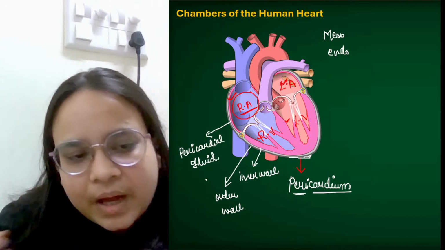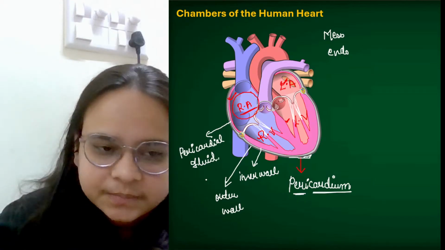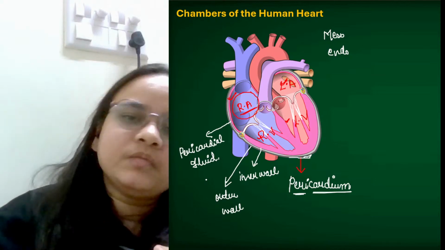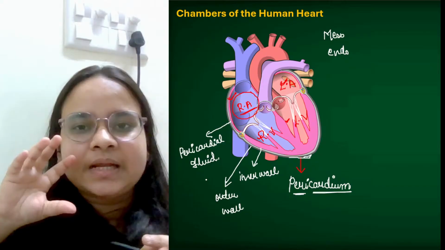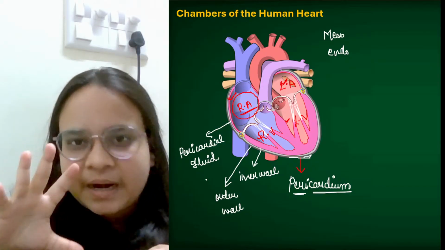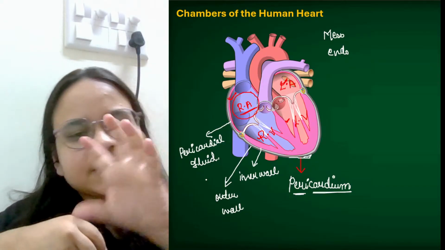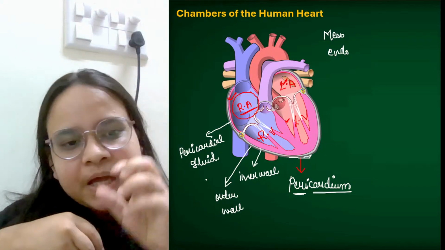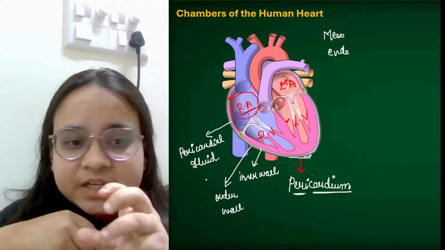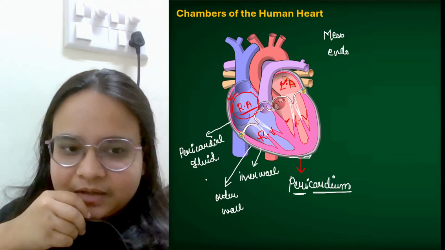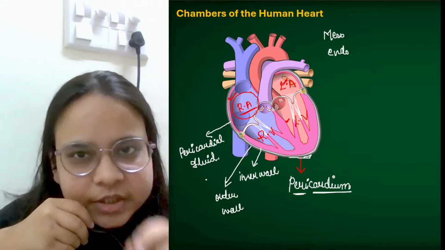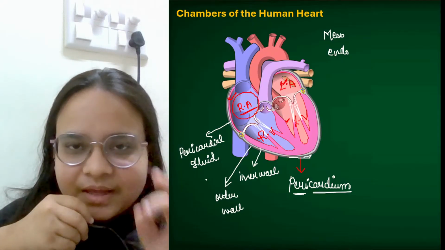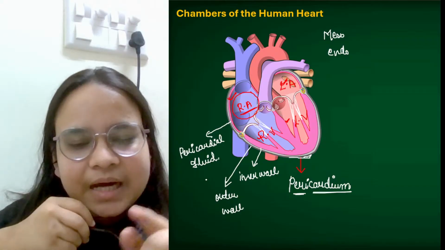Now, why is this fluid present and what is its function? Pericardial fluid actually helps in reducing friction. We know that the heart has an exclusive property of expanding and contracting. While expanding and contracting continuously, there must be some kind of friction developing between the inner wall and the outer wall. So to reduce that friction and to prevent the walls from getting damaged, there is a fluid which we call pericardial fluid.